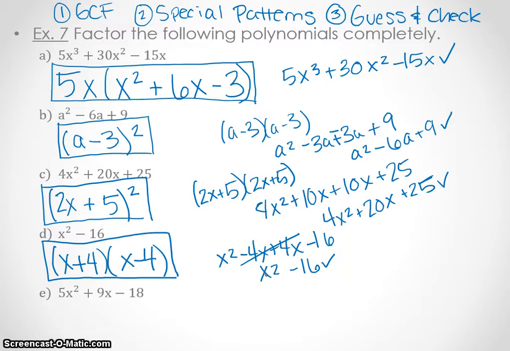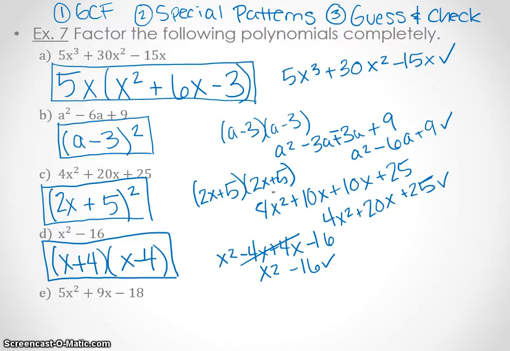All right, letter E. So it's 5x squared plus 9x minus 18. Is there a GCF? Well, let's see. 5 and 9, no. And 18, no. And there's no x's I can pull out. So is there a special pattern? Check your first and your last terms. Can you take the square root of 5? No. You take the square root of 18? No. So there's no special pattern. So that leads us to number 3, which is guess and check.